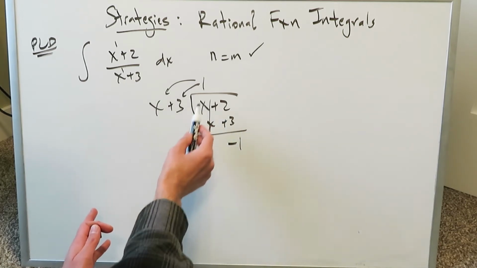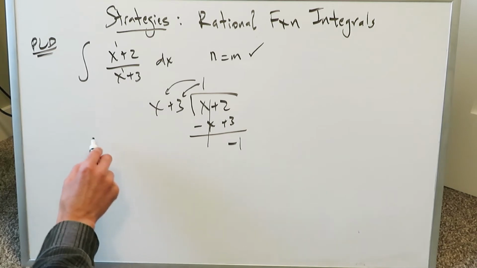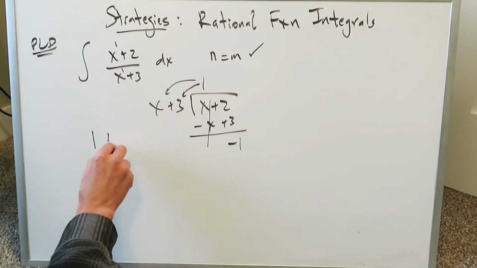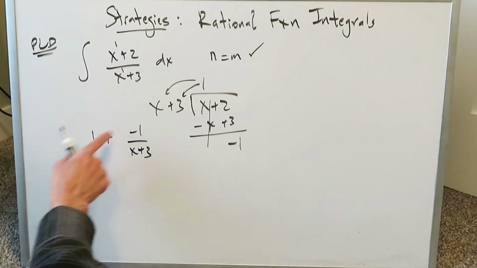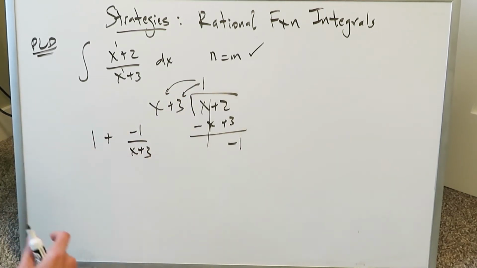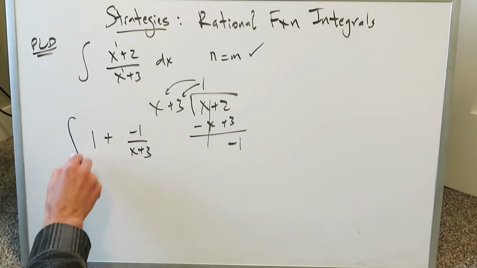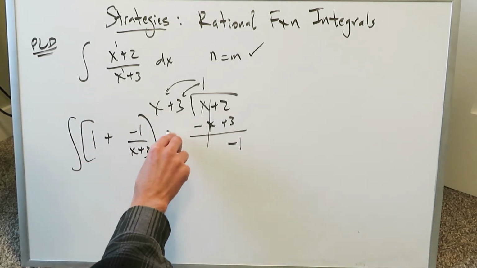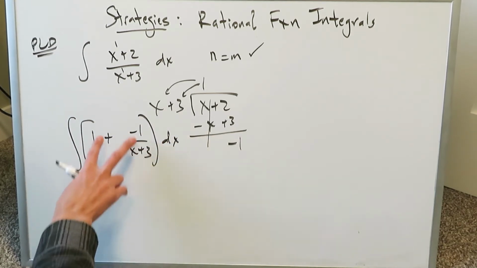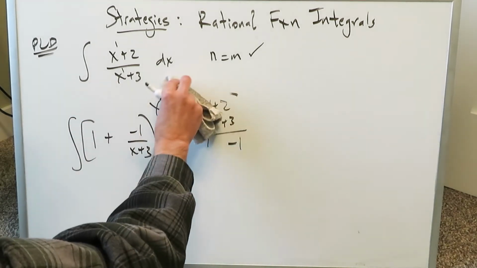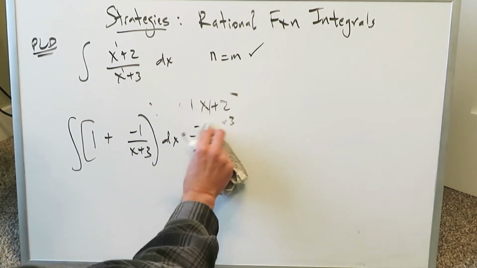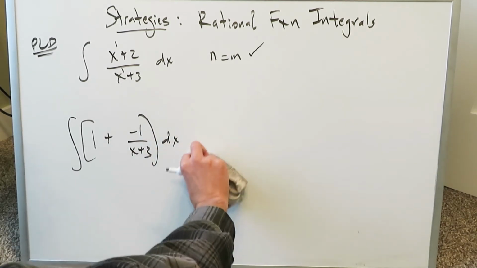Now write your answer in the proper format. Your answer is this, 1 plus minus 1 over x plus 3, right? 1 and your remainder. And now this right here is what you are going to integrate as your new function converted into this form. The polynomial long division has enabled you to convert a rational function into something which is much easier to handle. And let's handle this.